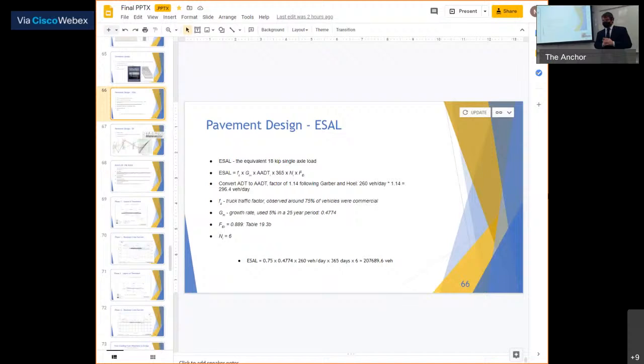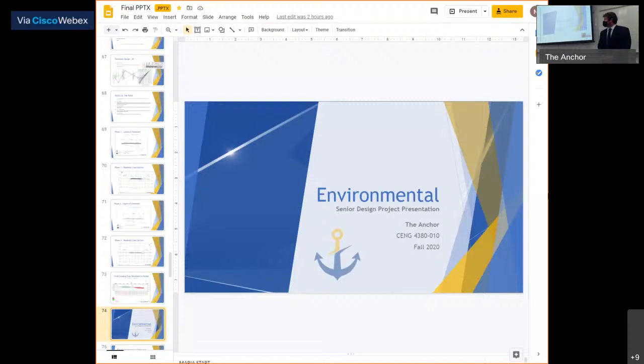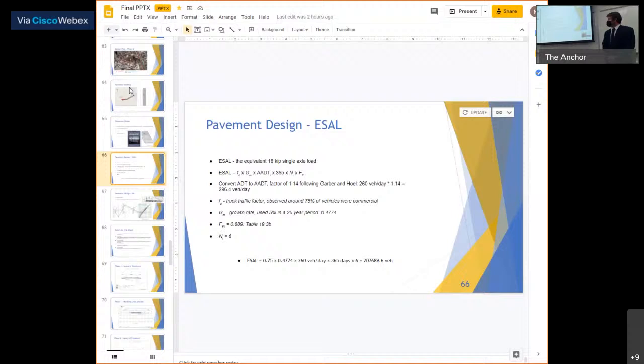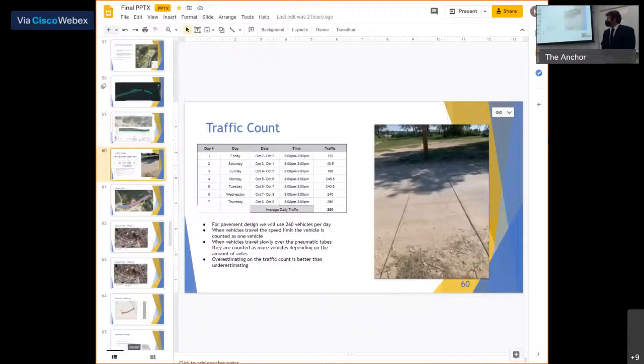Sorry. And how do those numbers compare to what you measured? I'm assuming that's way higher than what you measured. The ADT? Yeah, the design ESALs. I mean, you measured traffic. You measured the average daily traffic, right? Yes. So how did your design ESALs compare to that? I couldn't remember from one slide to the next. I guess it was actually a decrease from our calculations because it went from 260 to 200, and actually no, that's not right. 260,000 or 208,000 vehicles.